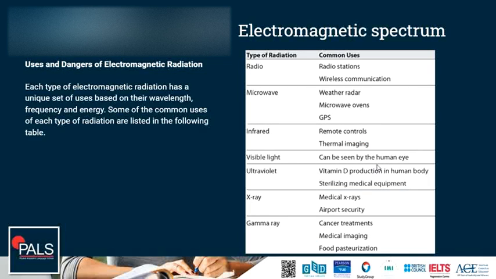Uses and dangers of electromagnetic radiation can be seen on the right in the table. Each type has a unique set of uses based on their wavelength, frequency, and energy. Radio waves, for example, are used in radio stations and wireless communication. Microwaves are used in microwave ovens to heat water, and in weather radars, or for Wi-Fi. Infrared is used for remote controls and thermal imaging, and so on.